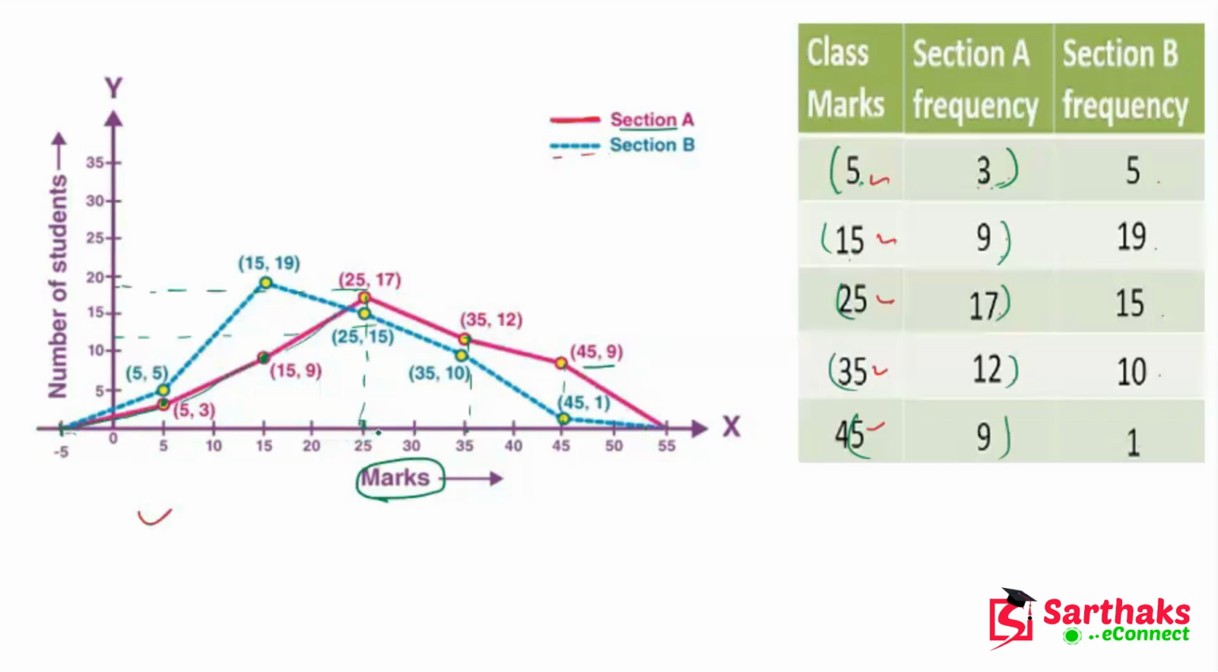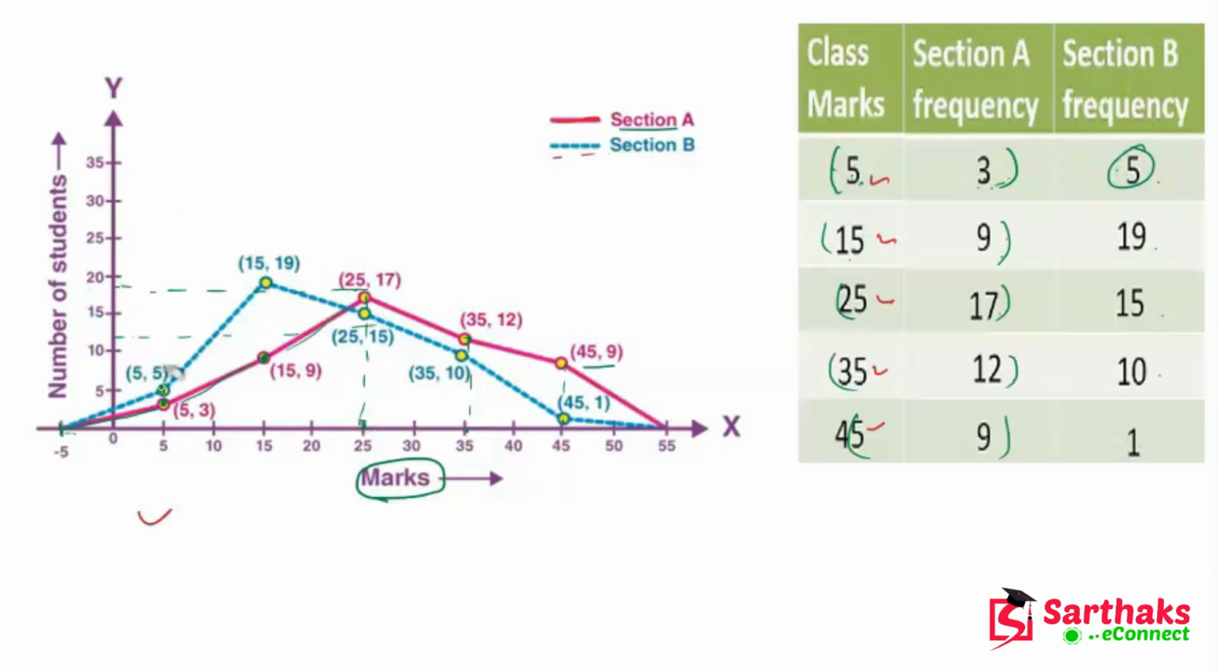Now we have to plot the section B graph. So here you can see that the first point is 5 comma 5. This 5 is on the x-axis, and this 5 means frequency 5 is on the y-axis.